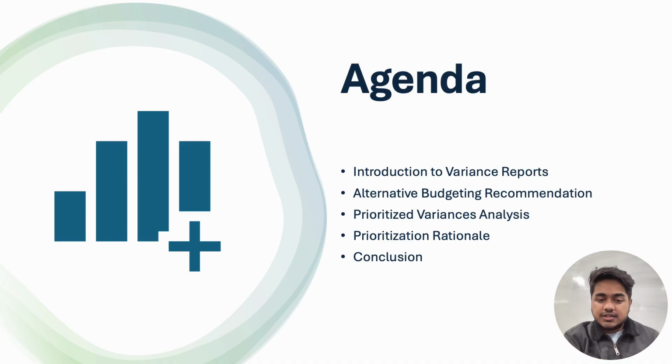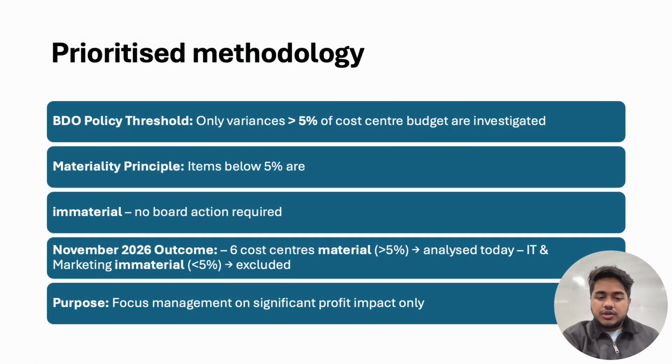So in the next slide, we are going to see our prioritized methodology. This slide explains how to prioritize the variances. We looked at the variances that had the biggest financial impact and those that affect important business areas. We always considered whether the variances could be controlled or prevented. These helped us decide which variances needed urgent attention.